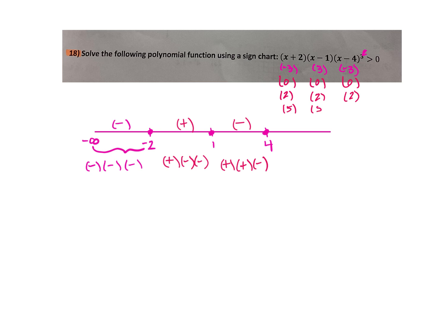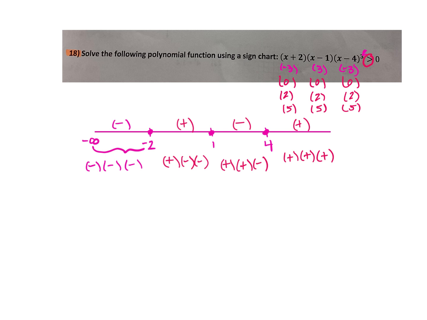So if I put 5 in everywhere, 5 plus 2 is positive, 5 minus 1 is positive, and 5 minus 4 is positive even if you cube it. So this is going to come out positive. What I know now from this sign chart is the intervals that give me positive outputs, and that's what I want because this is greater than 0. He did not put an equal sign, so I cannot include the zeros themselves in the intervals for my answers. That means no brackets around your numbers.